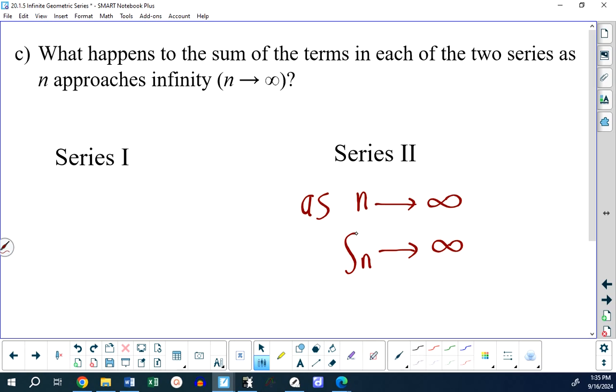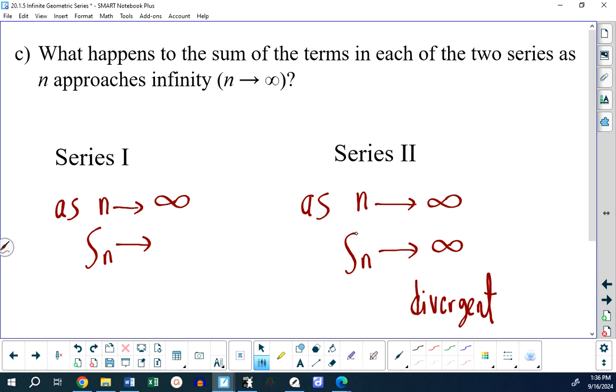By the way, that is called divergent. We'll define it later, but I might as well put it here now. This is divergent. With series 1, as n approaches infinity, the sum actually approaches a number, which is a really bizarre outcome, that you're going to add up an infinite number of things, and there's a fence that sum never gets past. And it turns out it's 4.